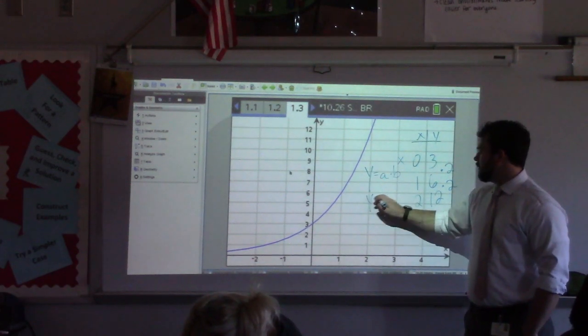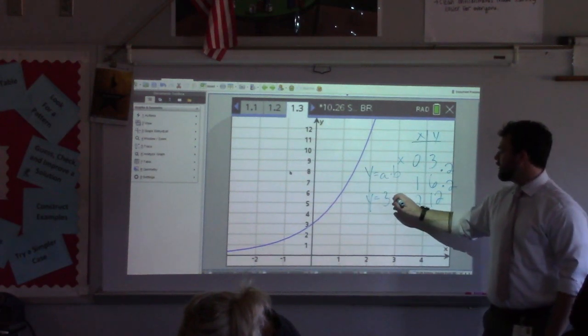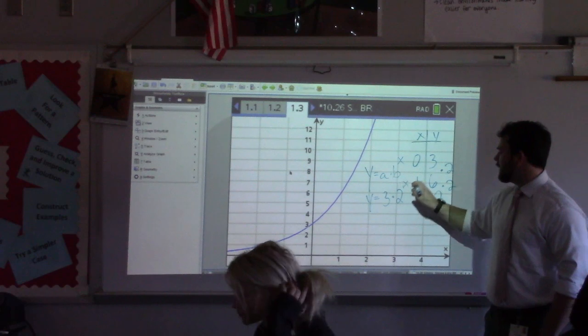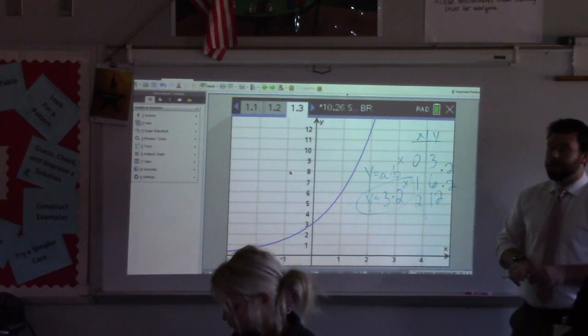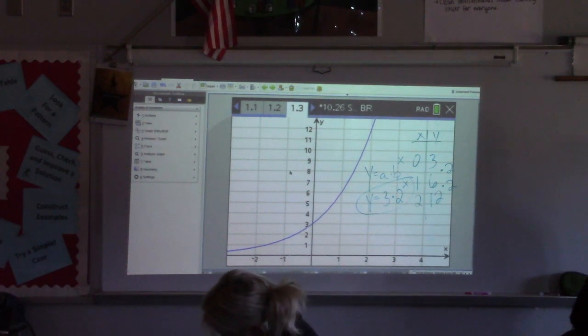Okay. So what is this A? 3. That's my y-intercept. What's that B? 2, that's my common ratio raised to the x. Okay? I need you to notice, it's hard to write these equations if you don't know those equations.